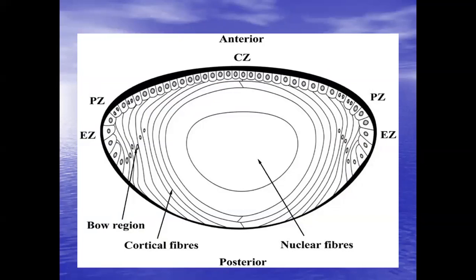It is hung in its position with the help of suspensory ligaments or zonules, which are attached at the equatorial zone. This is the equatorial zone where I am marking this arrow. I hope you all can see this arrow.